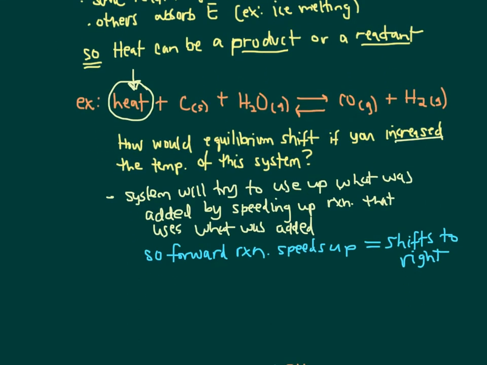And what is that going to do to the concentrations of everything in this system? Well, the concentration of your gaseous water would decrease because it's being used up along with this extra heat. Your carbon monoxide and your hydrogen gas concentrations would increase because the forward reaction is speeding up. Notice I left out this carbon solid. I left it out because you can't change the concentration of a solid, so nothing would happen to the carbon.